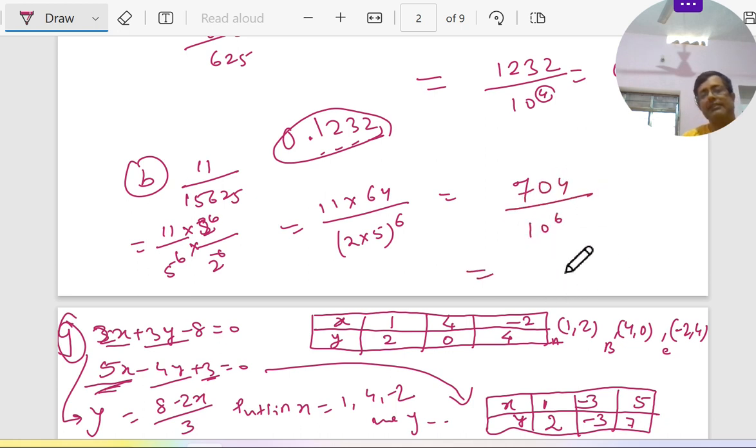I need 6 digits after the decimal. So we write here 704. Now we count 1 2 3, so we put some zeros, 4 5 6. So it will be like this. This is the solution of section A and section B.